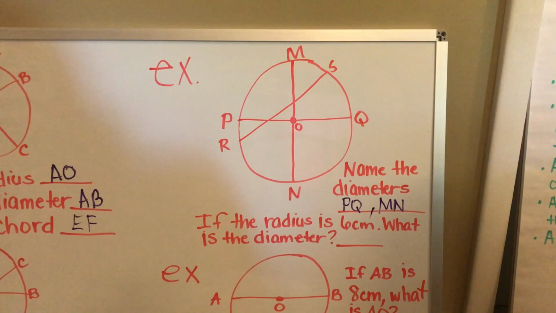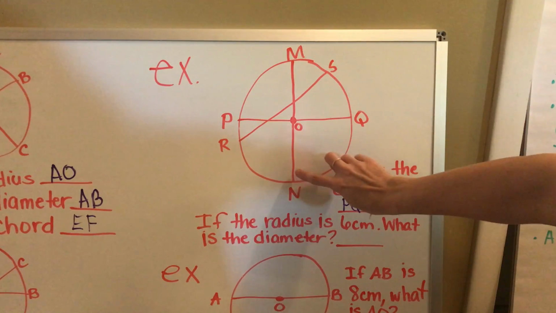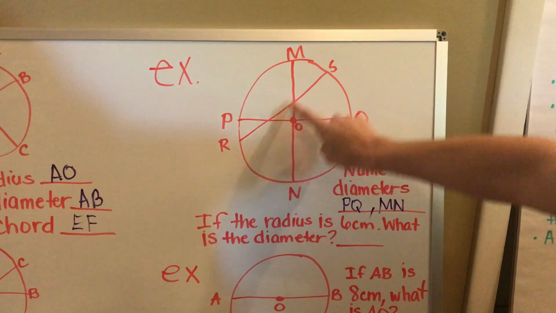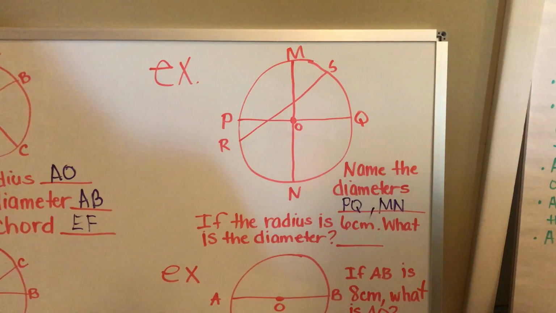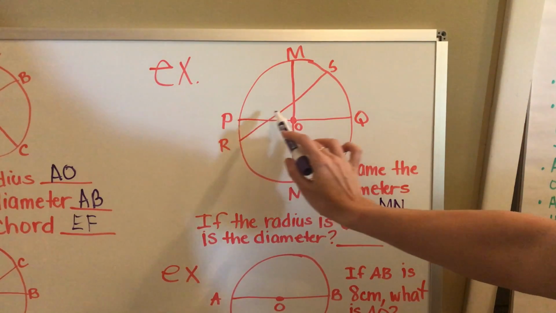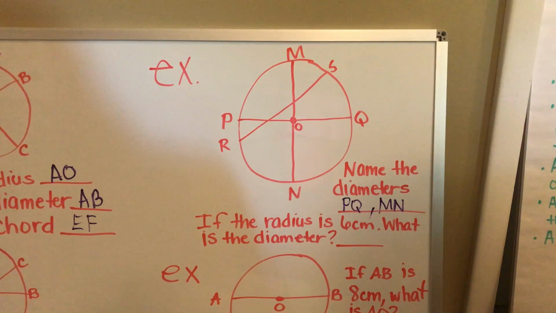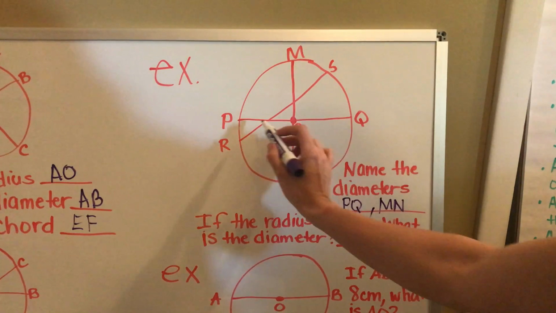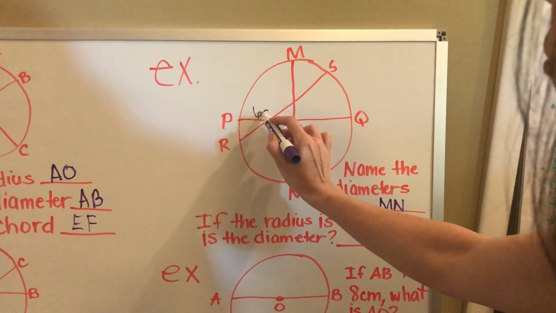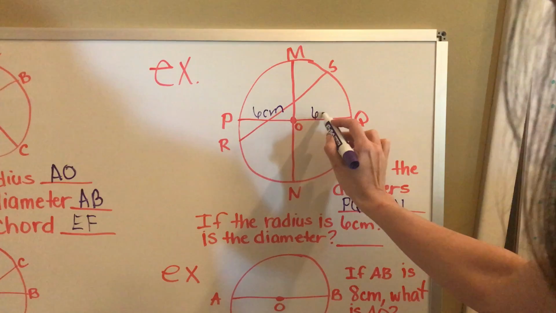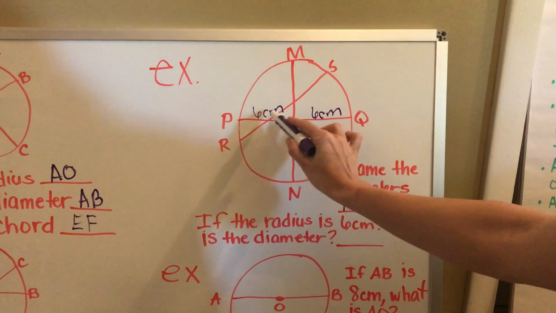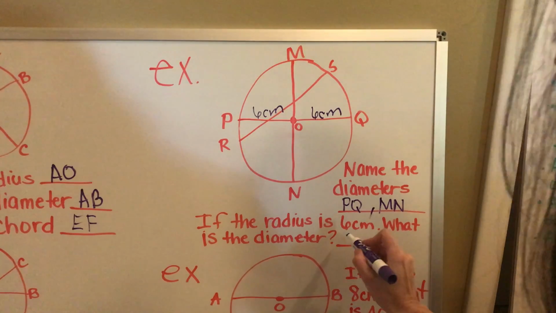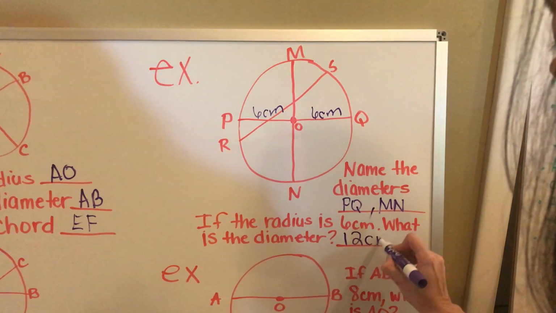So all the different radiuses that we have on here, we have 4: NO, PO, MO, and QO. All of those are radiuses. So every single one is going to be 6 centimeters. So if from one side to the middle is 6 centimeters, what would the diameter be? Well, if this right here is 6 centimeters, and this side is 6 centimeters, and remember our diameter goes all the way across, we would just add these two together, and it would be 12 centimeters.